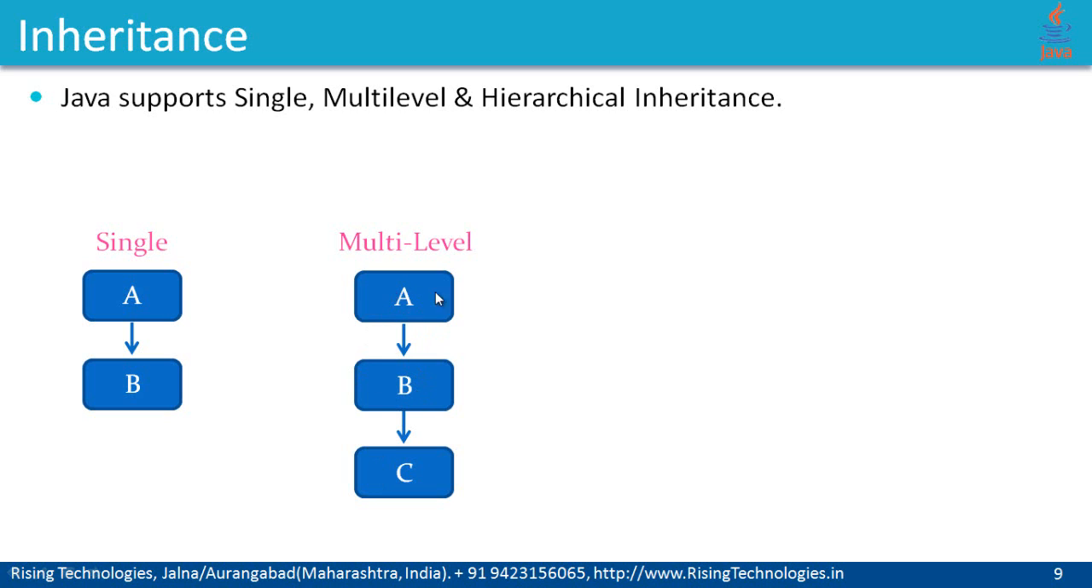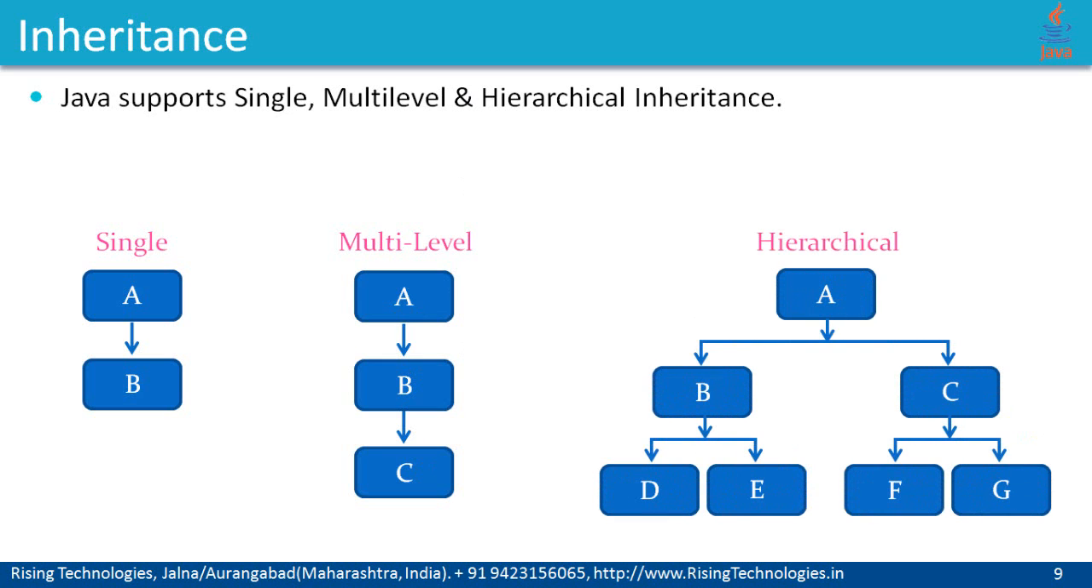That means this is our base class, this B is a derived class of this A, but this B can act as a base class or parent class for this C. So you can create this inheritance hierarchy up to any level. This type is called multi-level inheritance. The next type is called hierarchical inheritance, where one class can be inherited by several classes. Now these classes can be further inherited by different classes. So these are the different types of inheritance that are supported in Java.